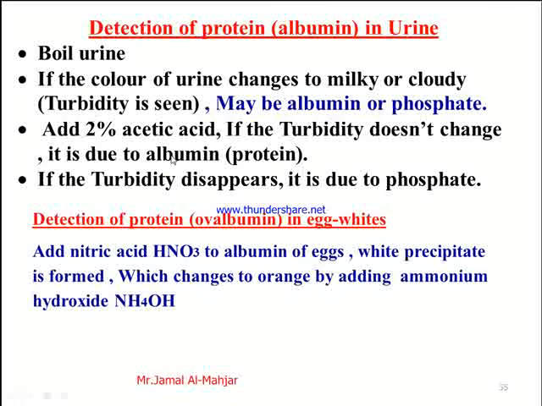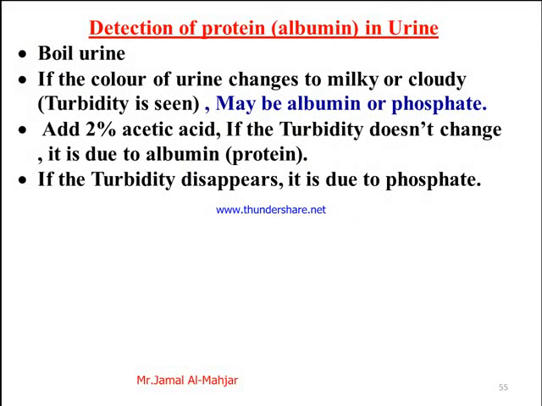In proteins. If the turbidity disappears, that means it is due to phosphate and you don't have albumin in your urine. Again, how can you know you have protein or albumin in your urine? Just boil your urine. If you see the cloudy solution, add acetic acid. If the cloudy solution doesn't change, that means you have albumin or protein in your urine.